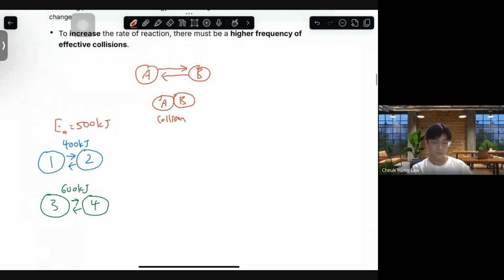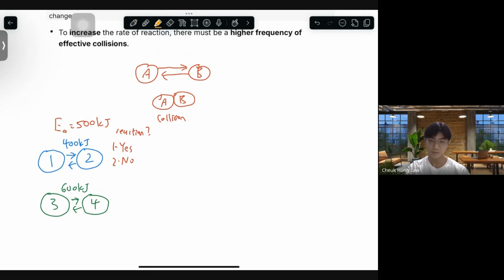So for particles 1 and 2, will there be a chemical reaction between these 2? Yes or no? Will there be a reaction? I want you guys to comment down below. Tell me in the in-call messages, will there be a reaction for particles 1 and 2? Take note that the activation energy is 500 kilojoules. Come on, guys. Yes, no?